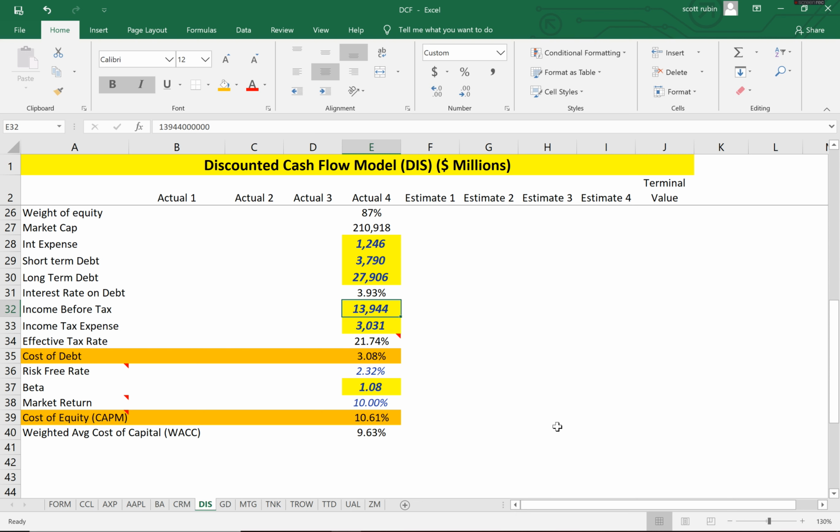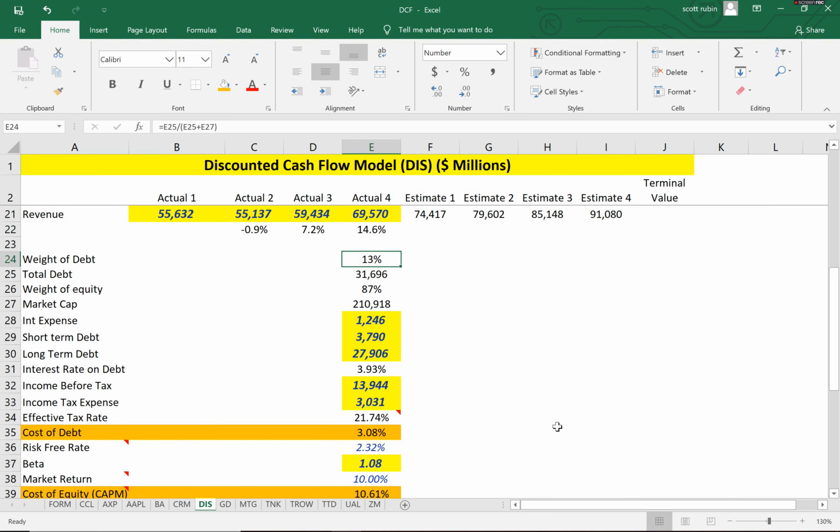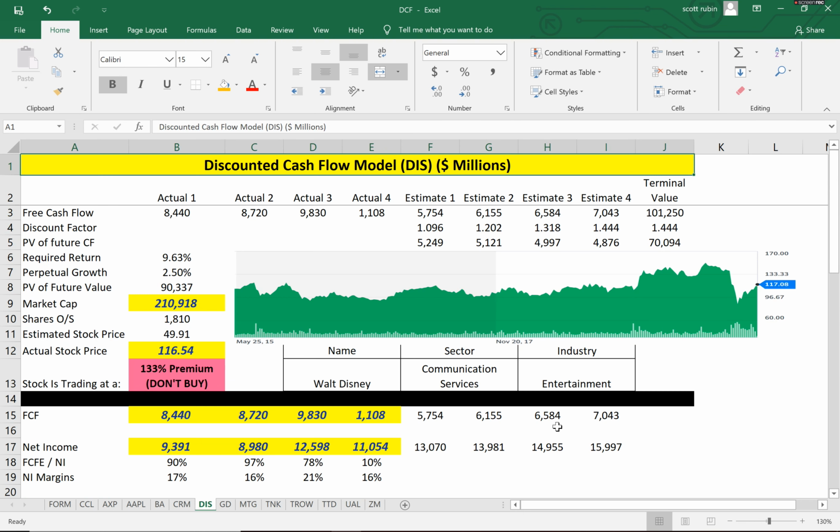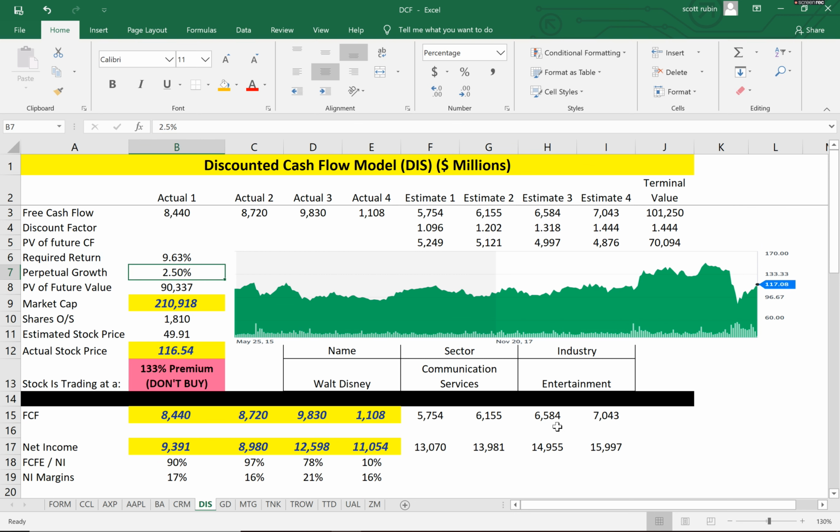So now that we have the cost of debt and cost of equity, we just apply it to the weight of their debt, which is 13% of the capital structure is debt and 87% of the capital structure is equity. And then we get a blended WACC of 9.63%. And that's how much we have to discount the future free cash flow by to figure out the value of the company. So we estimated the free cash flow for 4 years, and then we get a terminal value, which is the future value after that point. And then we present value back to today's dollars.